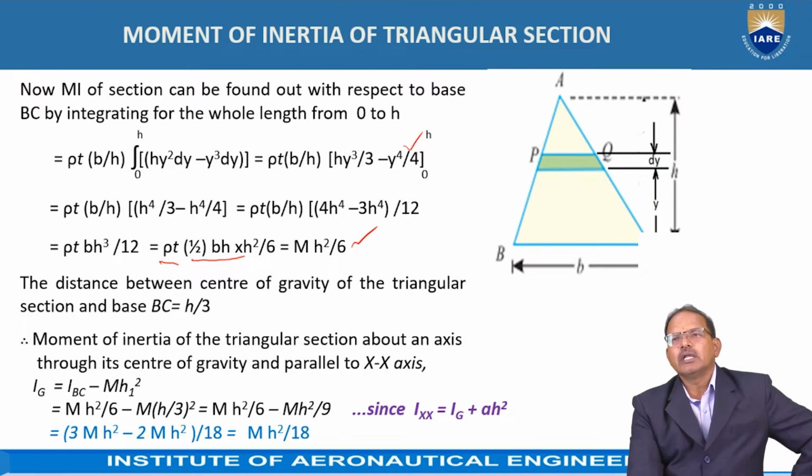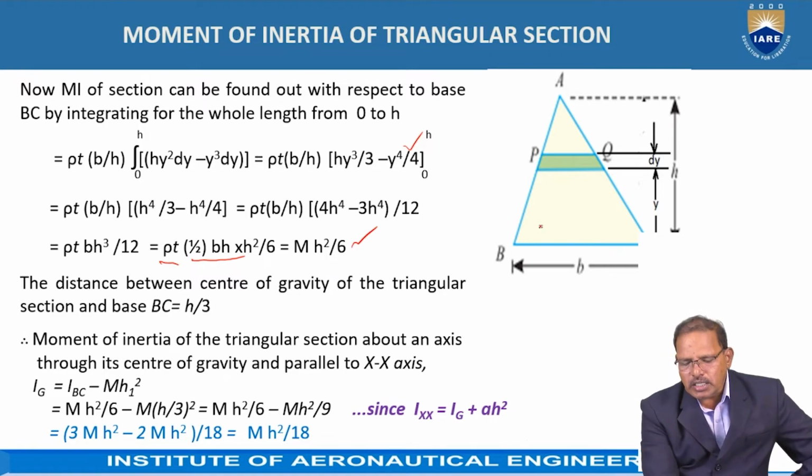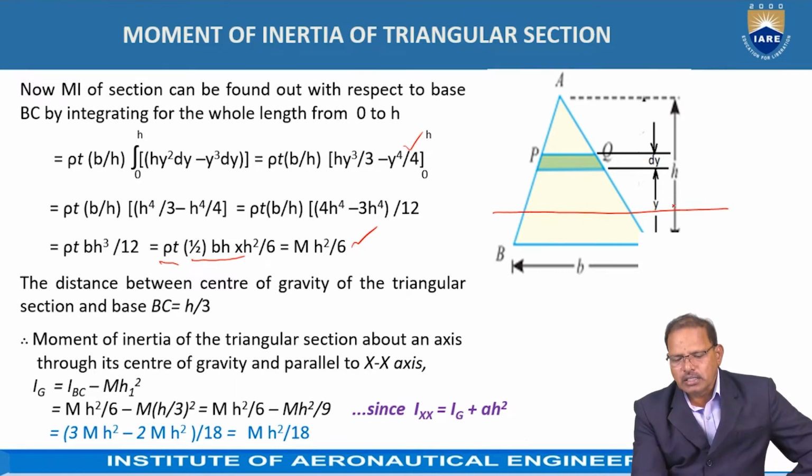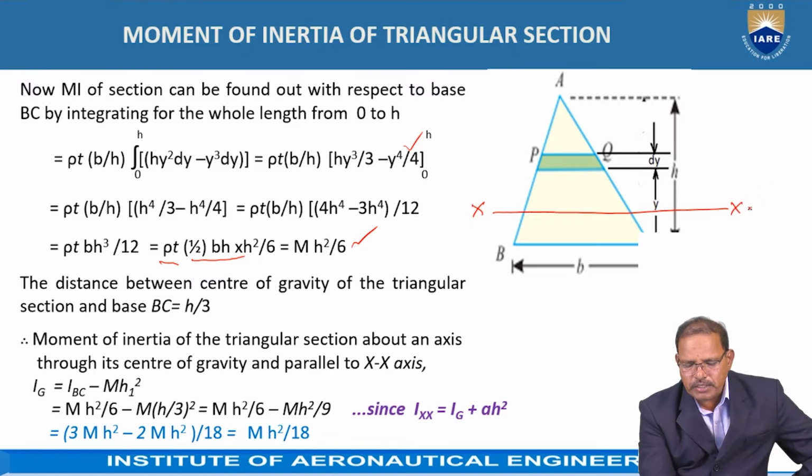Okay, sometimes it is also required to determine the mass moment of inertia of the triangular section about its central axis. Here the central axis is nothing but the axis which is passing through the centroid. Here we are taking it parallel to BC, and this is represented as Ixx, or sometimes it is also represented as Igg.